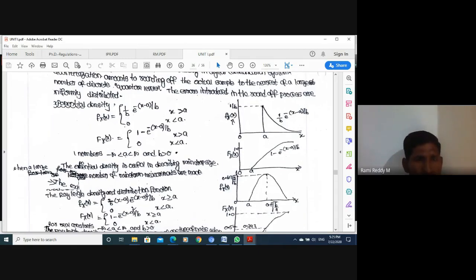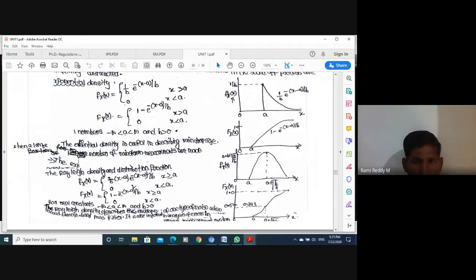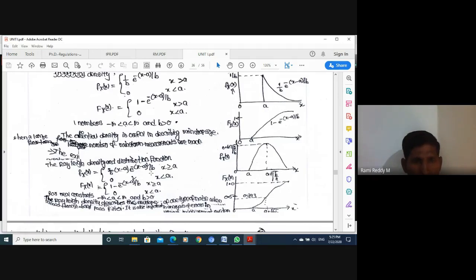The next one is the Rayleigh density function, the Rayleigh random variable. The Rayleigh random variable describes the envelope of one type of noise when passing through a bandpass filter. This is also important in analyzing the errors in various measurement systems. The distribution function and density function for the Rayleigh random variable are given like this.